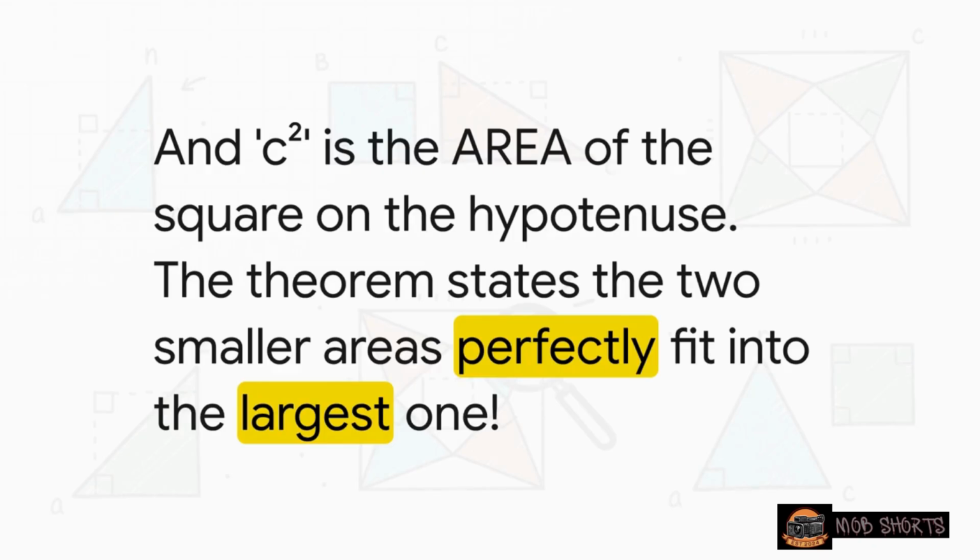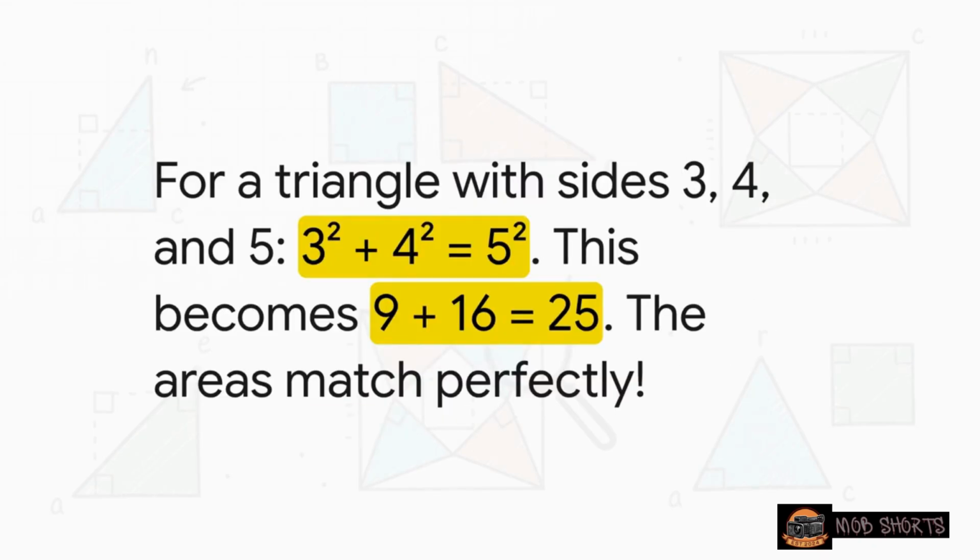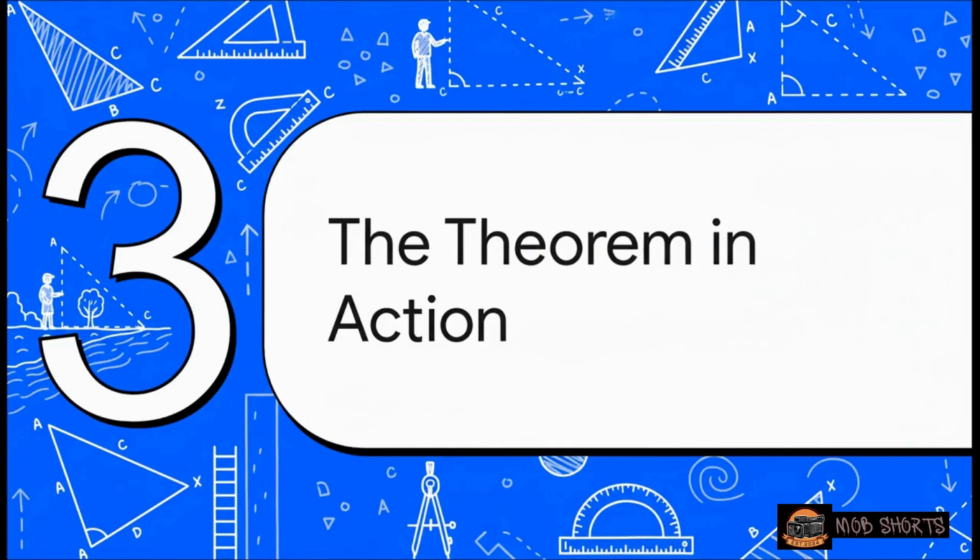Isn't that cool? Look, let's prove it with the most classic example out there, the 3, 4, 5 triangle. So if we square the legs, 3 squared is 9 and 4 squared is 16. Okay, add those together. 9 plus 16 is 25. Now, what's the square of the hypotenuse, which is 5? Well, 5 squared is also 25. The areas match up perfectly. It just works.